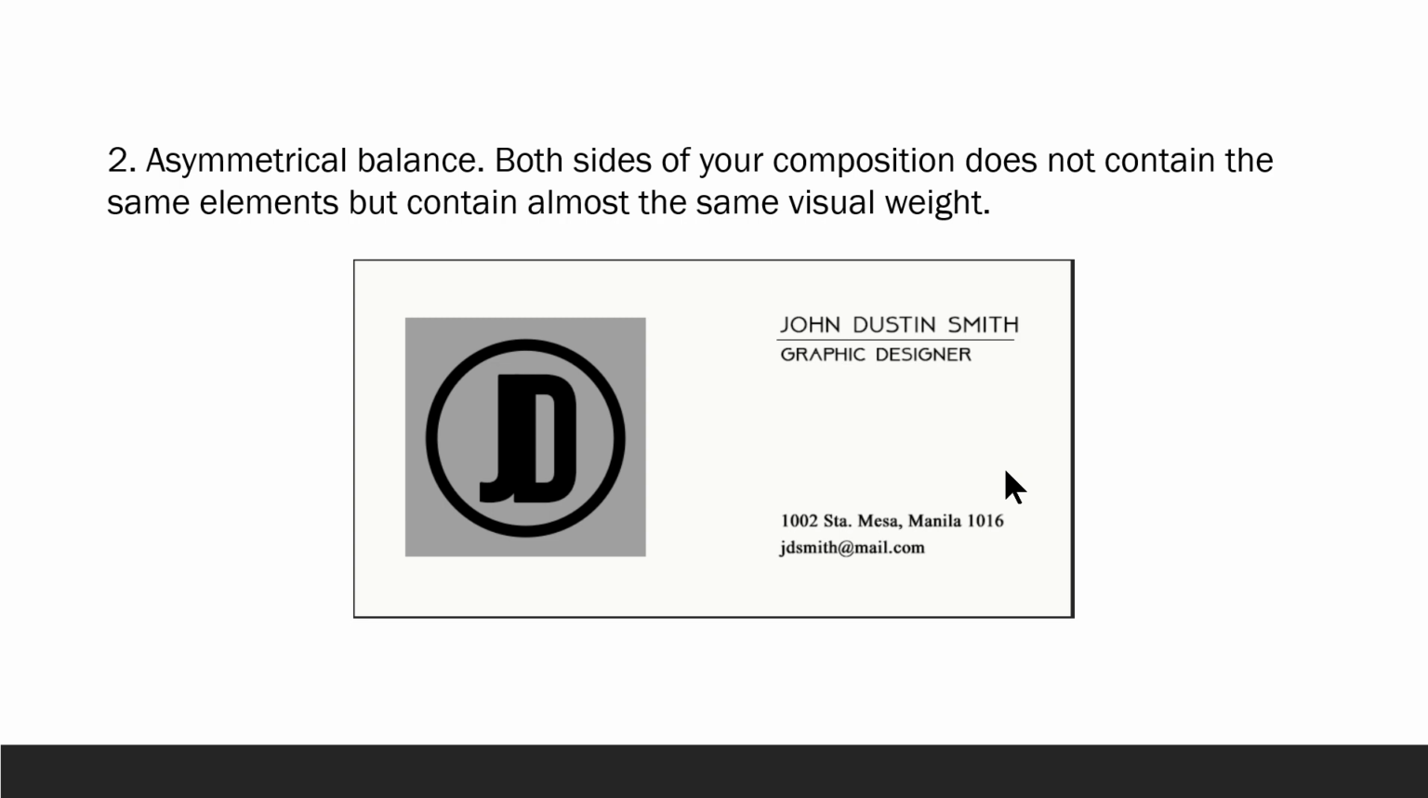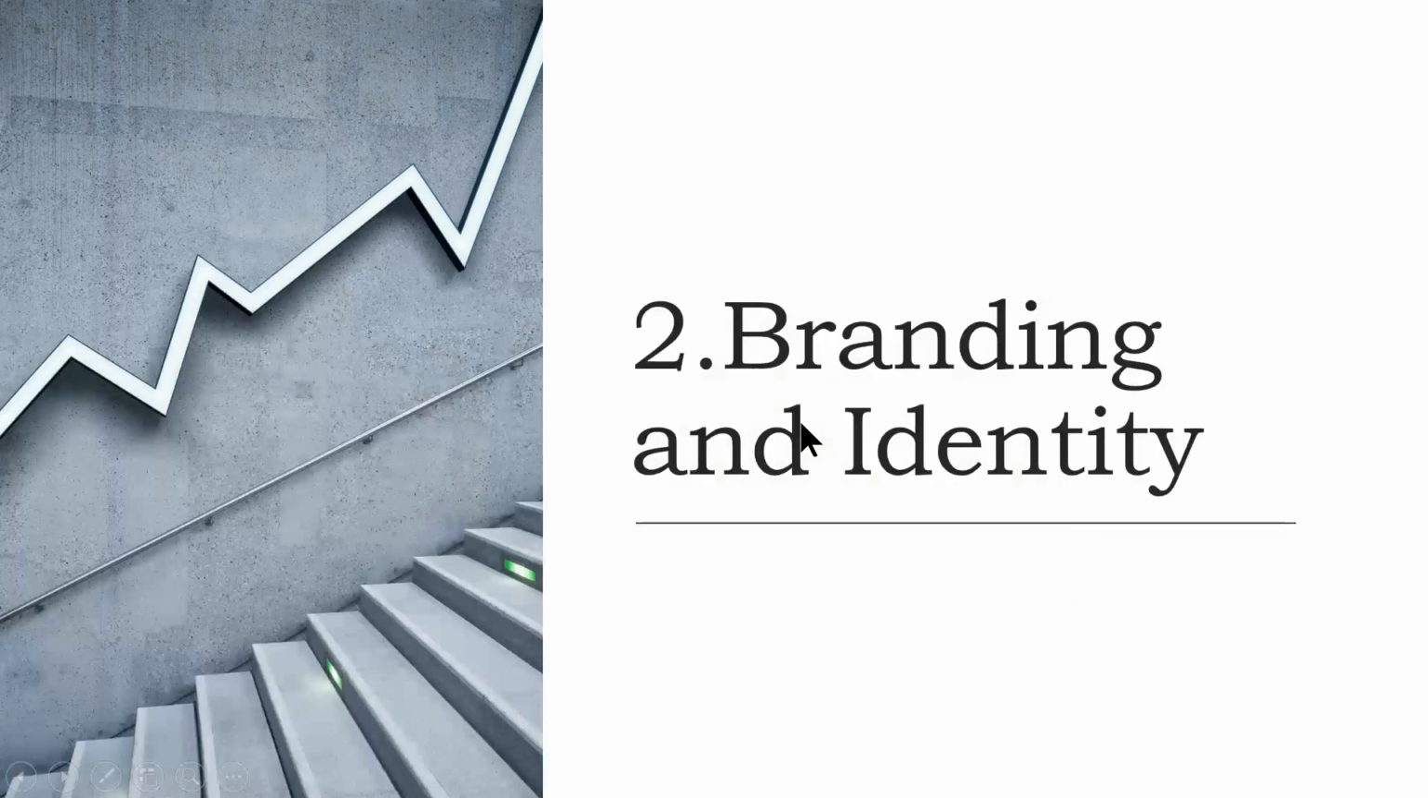When you say asymmetrical, it does not contain the same amount, but you have elements there that would simply complete or fill up the other space. Okay? Although if you're going to look here, you have the logo on the left of your screen. Then you have the title, the address, and the email on the right side. Okay? Tapos wala na siya sa gitna. Okay? So this is what we call an asymmetrical balance.